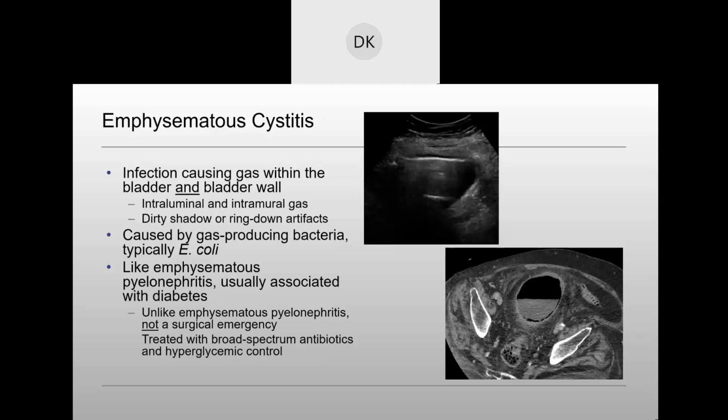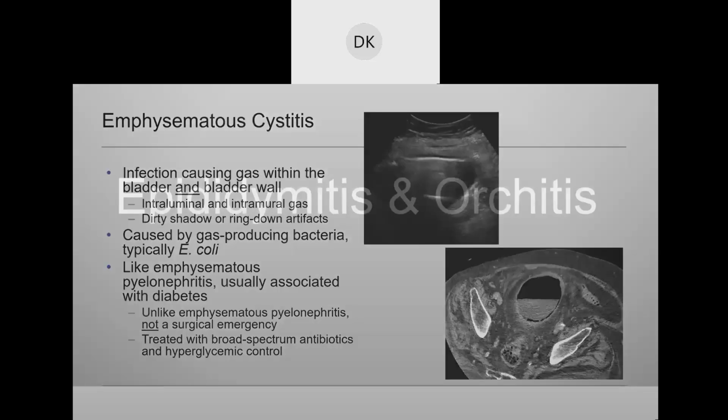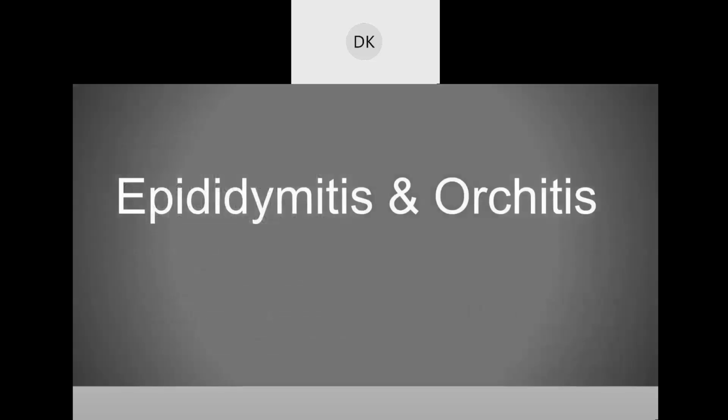So if you're scanning and you see gas in the bladder, try to move the patient around to see if you can isolate, is that gas just in the lumen or is it in the wall? Because they may want to more aggressively treat with antibiotics for that. All right, let's go on to talk about epididymitis and orchitis.